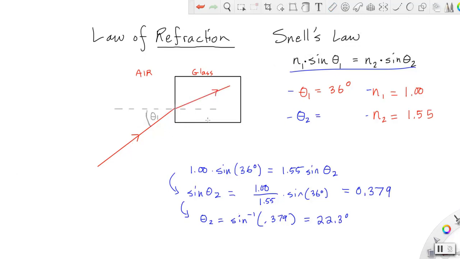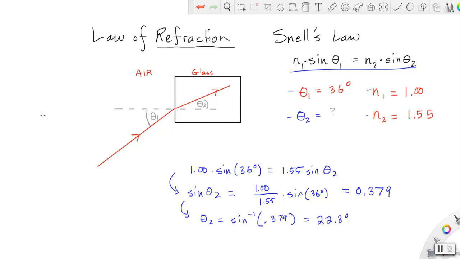So this would be what it looks like. So you can see here, actually, that our theta 2 is a smaller angle than theta 1 because it's in a more dense material. Okay, this is basically the application of Snell's law, the law of refraction.